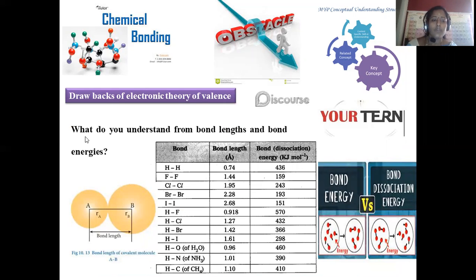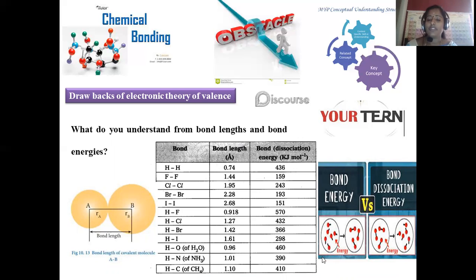Now, another drawback: what do you understand from bond length and bond energies? This is the table I collected from the CBSE textbook related information. The bond length is defined as the internuclear distance between the two covalently bonded atoms. Then what is bond energy? Bond energy, which is represented in kilojoules per mole, is nothing but the amount of energy required in order to break the bond which already exists in the covalent bond formation.